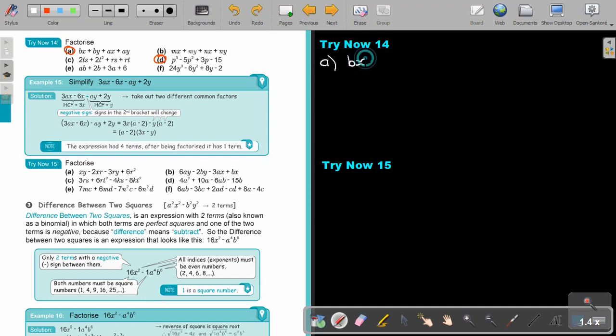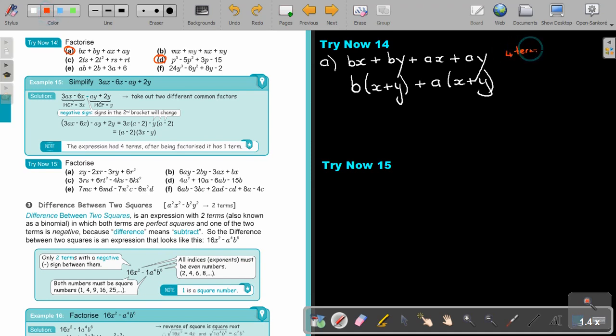If I have bx plus ba plus ax plus ay. In this case, I take b out as a common factor. And if I do that, what will be left? x plus y. And if I take a out as a common factor, there's a positive, so it's going to work out nicely. So x plus y. Now, there were 4 terms. I took out 2 different common factors. Now, there are only 2 terms.